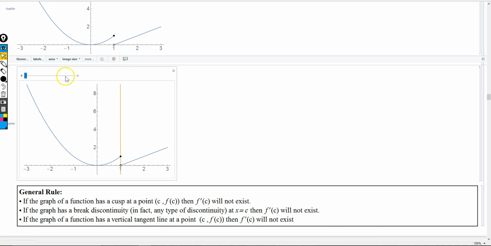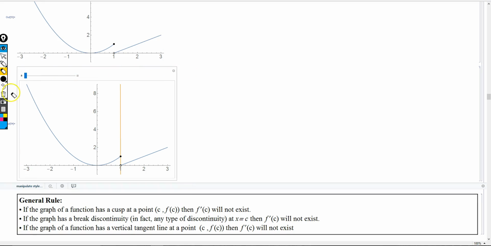So we have a general rule we can follow. If the graph of a function has a cusp at the point (c, f of c), then f prime of c will not exist. If the graph has a break discontinuity, or in fact any type of discontinuity at x equaling c, then f prime of c will not exist. And if the graph of a function has a vertical tangent line at (c, f of c), then f prime of c will not exist. So there are 3 cases when the derivative will not exist. That concludes our discussion of examples when the derivative of a function will not exist.